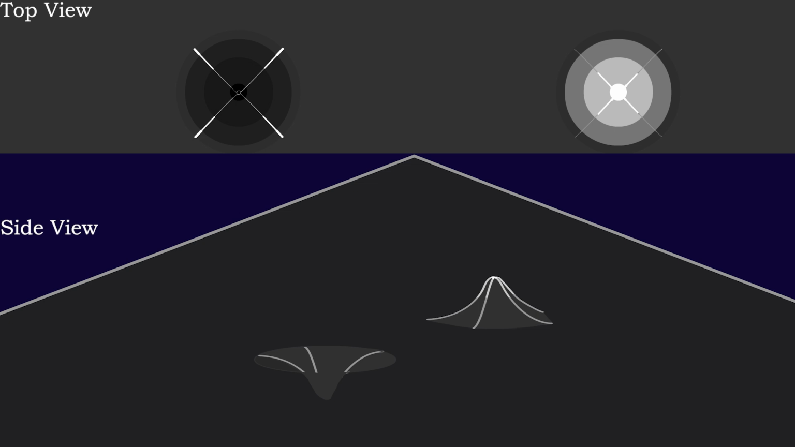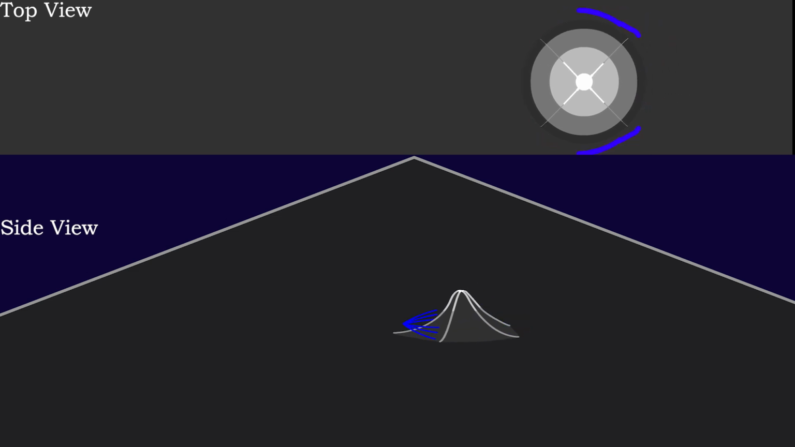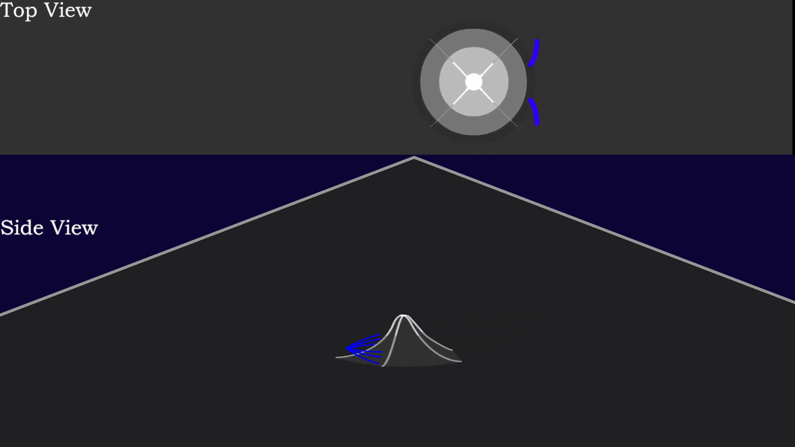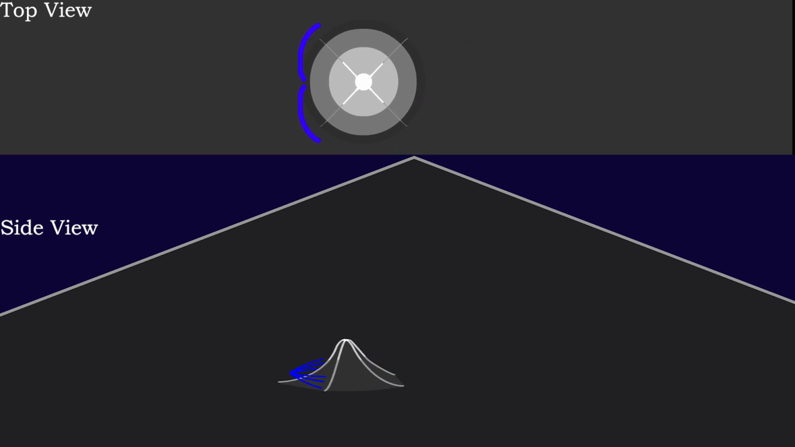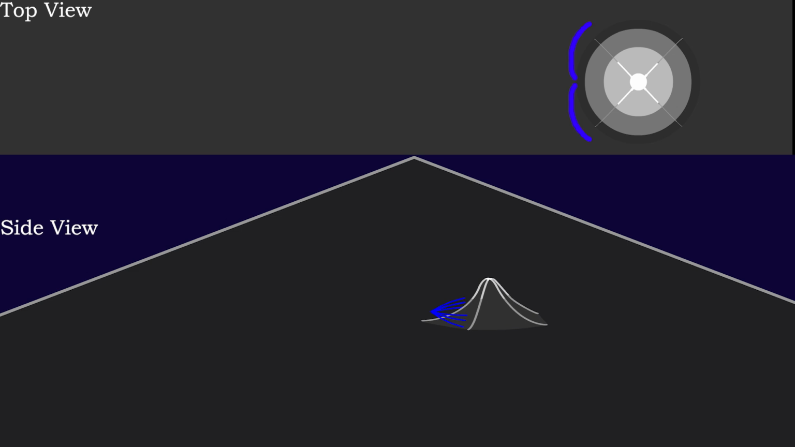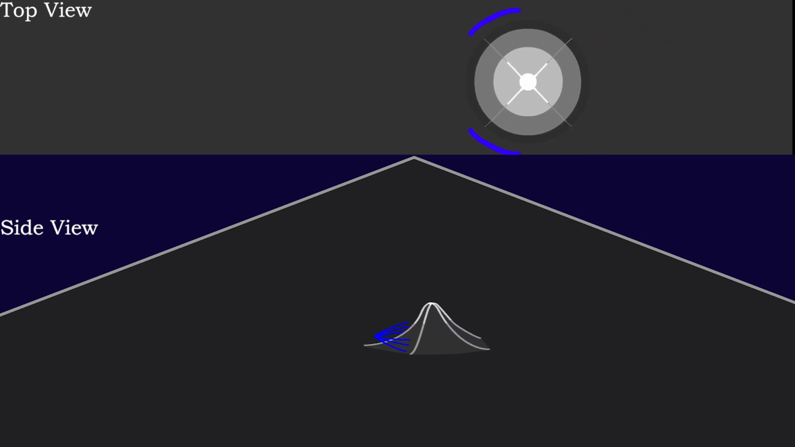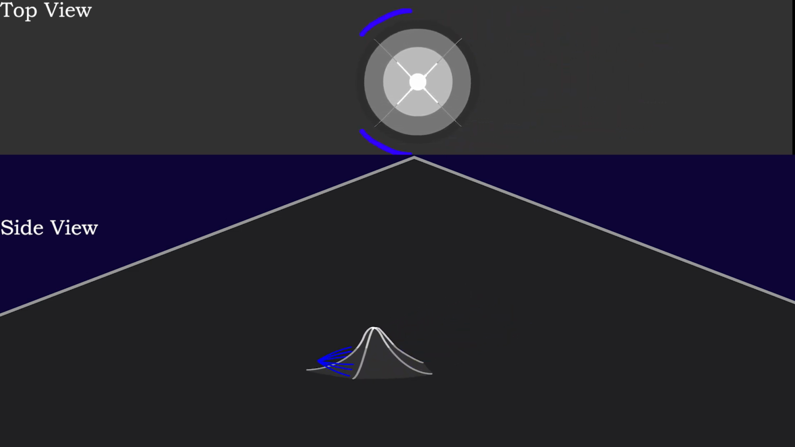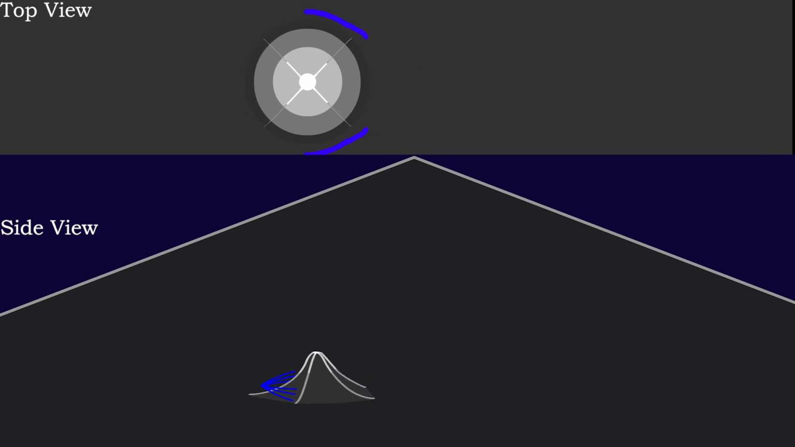When the particle is stationary, standing still, it only pulls or pushes the fabric. But when it moves, it begins to drag the fabric with it. This movement creates a different kind of disturbance. Not a straight line, but a swirl that circles around the path of the particle. We call this swirling effect the magnetic field.